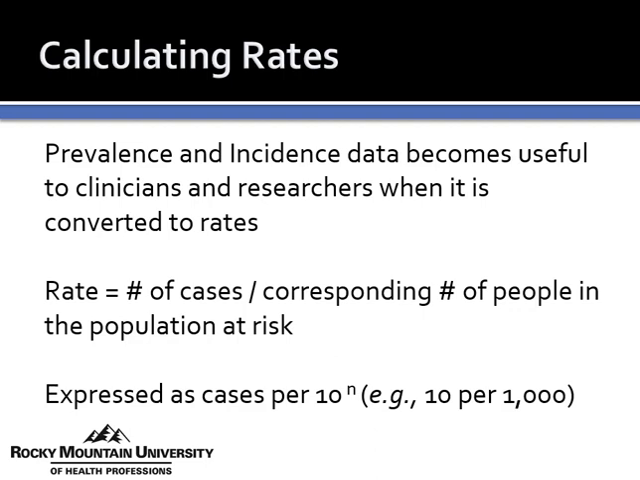Prevalence and incidence data becomes useful to clinicians and researchers when it is converted to rates. Again, the rate being the number of cases divided by the corresponding number of people in the population at risk. And it's expressed as 10 to the nth power, or what you'll see is 10 per 1,000 or 5 per 10,000.